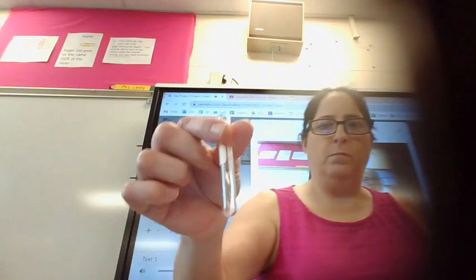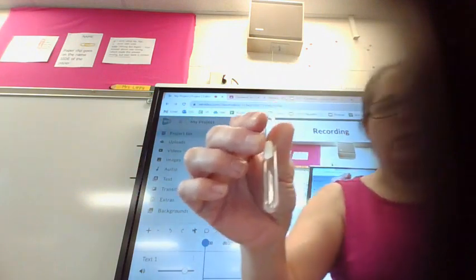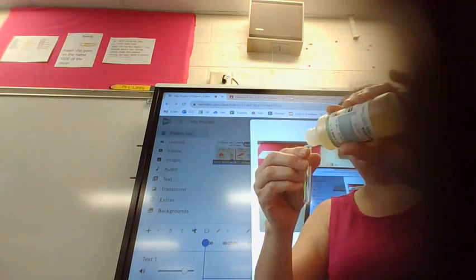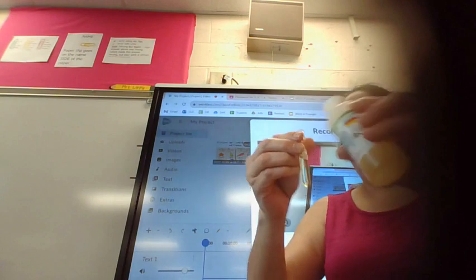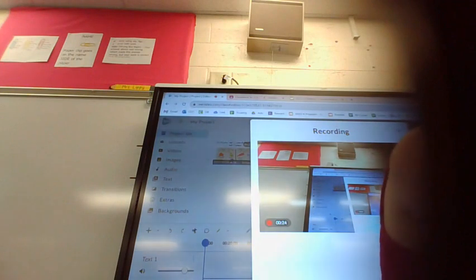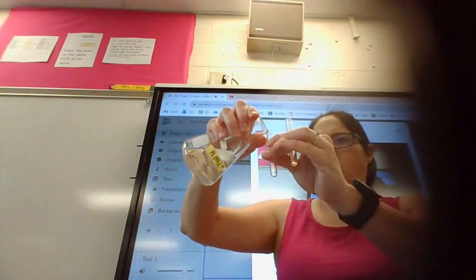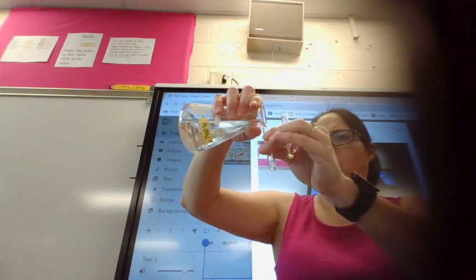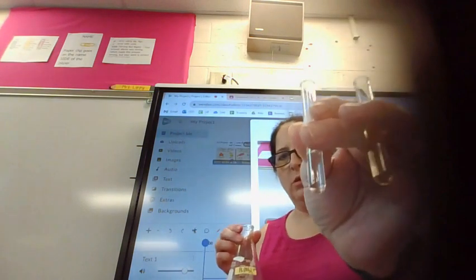Okay, so we got a test tube. And in this test tube, I am going to put some potassium iodide. I'm going to try not to spill it. And you can see that this potassium iodide is just a clear liquid in here. Okay. I am then going to take another test tube and I'm going to fill this with some lead nitrate, which is another clear liquid. Okay, so both clear liquids.